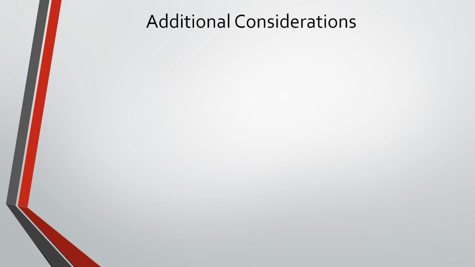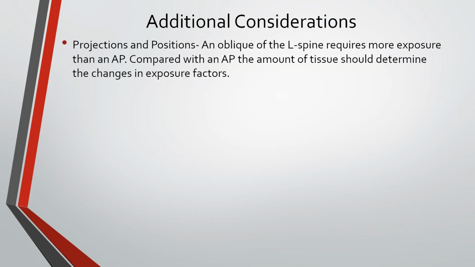Some additional considerations are projections and positions. An oblique of an L spine requires more exposure than an AP. Compared with the AP, the amount of tissue should determine the changes in the exposure factor. So, how thick, the thickness that we're introducing, right? And it's the same with the lateral, of course.